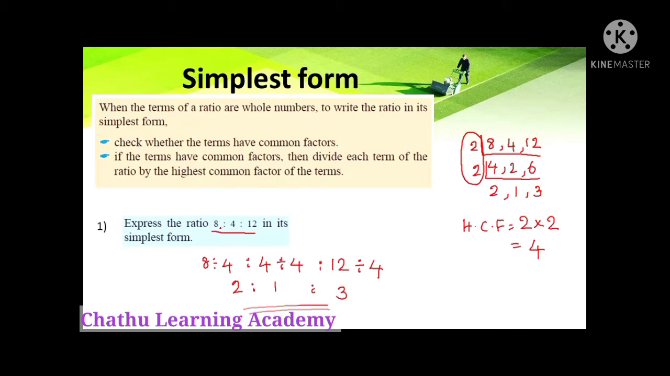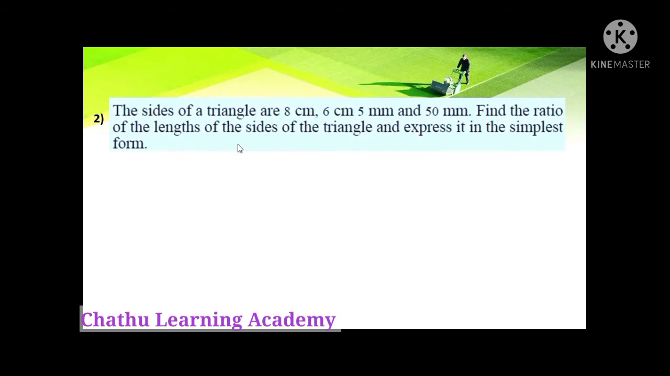Is it clear? If we want to find the simplest form, firstly we want to identify whether there are common factors. Then if there are common factors, we want to find the HCF. Then we want to divide the terms of the ratio by the HCF. Okay, now look at the second example.